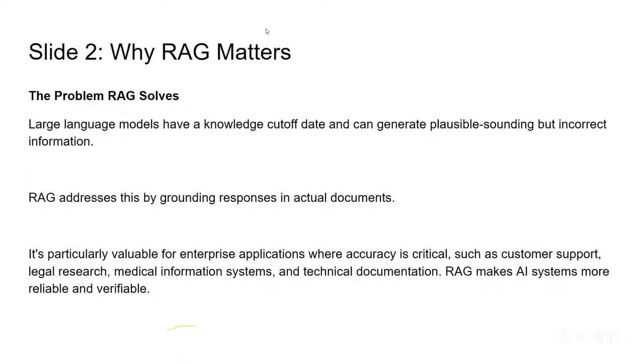So why does RAG matter? It matters because language models have a knowledge cutoff and can generate plausible sounding but incorrect information. RAG addresses this by grounding responses in actual documents. The actual documents are provided as an enhancement to the model so that it can give more accurate information. It's particularly valuable for enterprise applications where accuracy is critical, such as customer support, legal research, and medical information systems, and so on. RAG makes AI systems more reliable and verifiable.